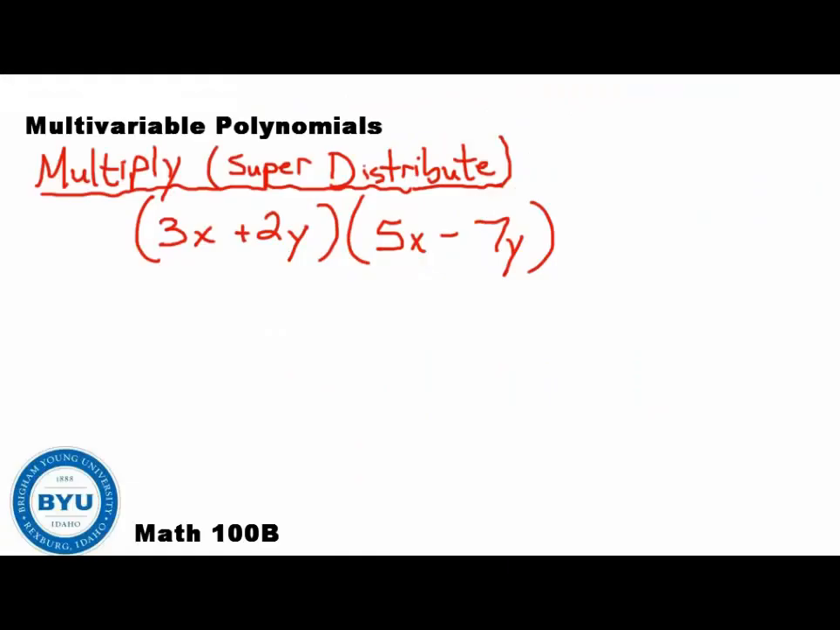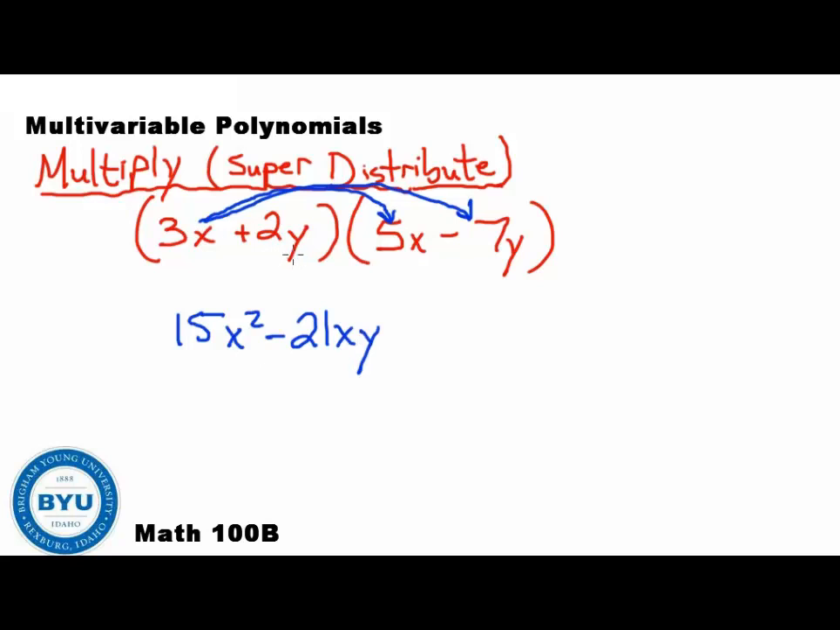We're going to make sure that everything in the one set of parentheses gets distributed to the other. So in this problem here, 3x plus 2y times 5x minus 7y, we're going to do exactly that. I'm going to take 3x times 5x. That comes out to be 15x squared. And then 3x times a negative 7y. That comes out to be negative 21, and x times y is just xy.